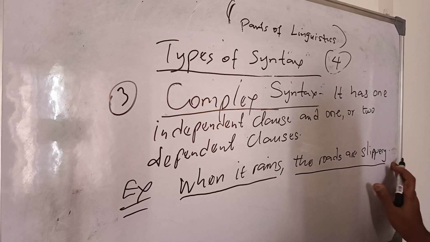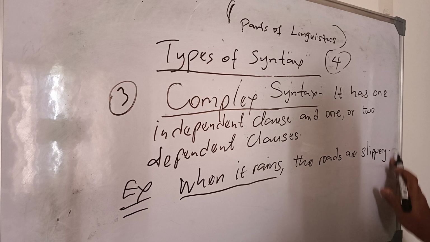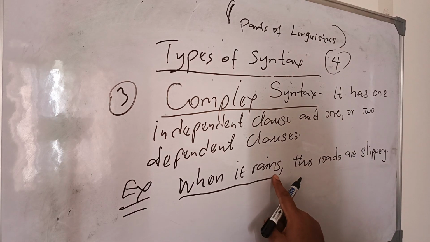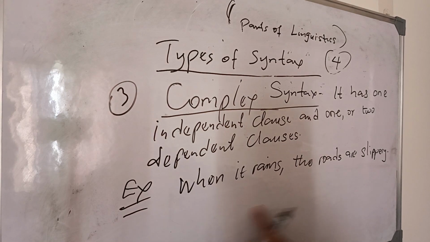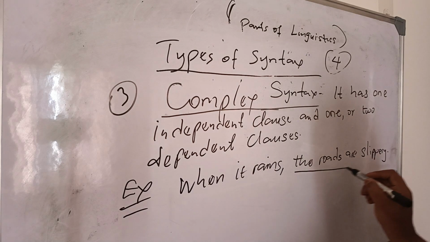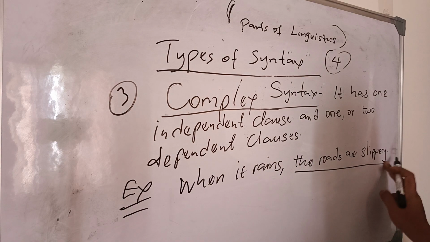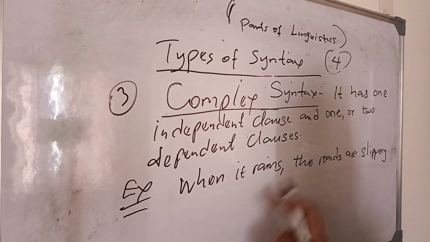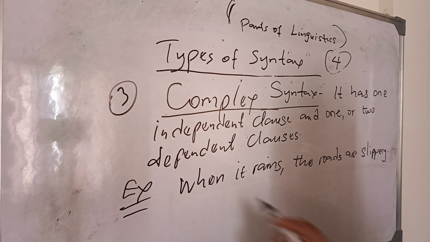It can stand on its own as a sentence to make a complete statement. But this one cannot stand on its own. You cannot say when it rains. It rains what? So it's a half statement. So this one is a complete statement. So it's independent. It doesn't depend on any other statements to become a correct sentence. But this one depends on other statements to complete its saying.